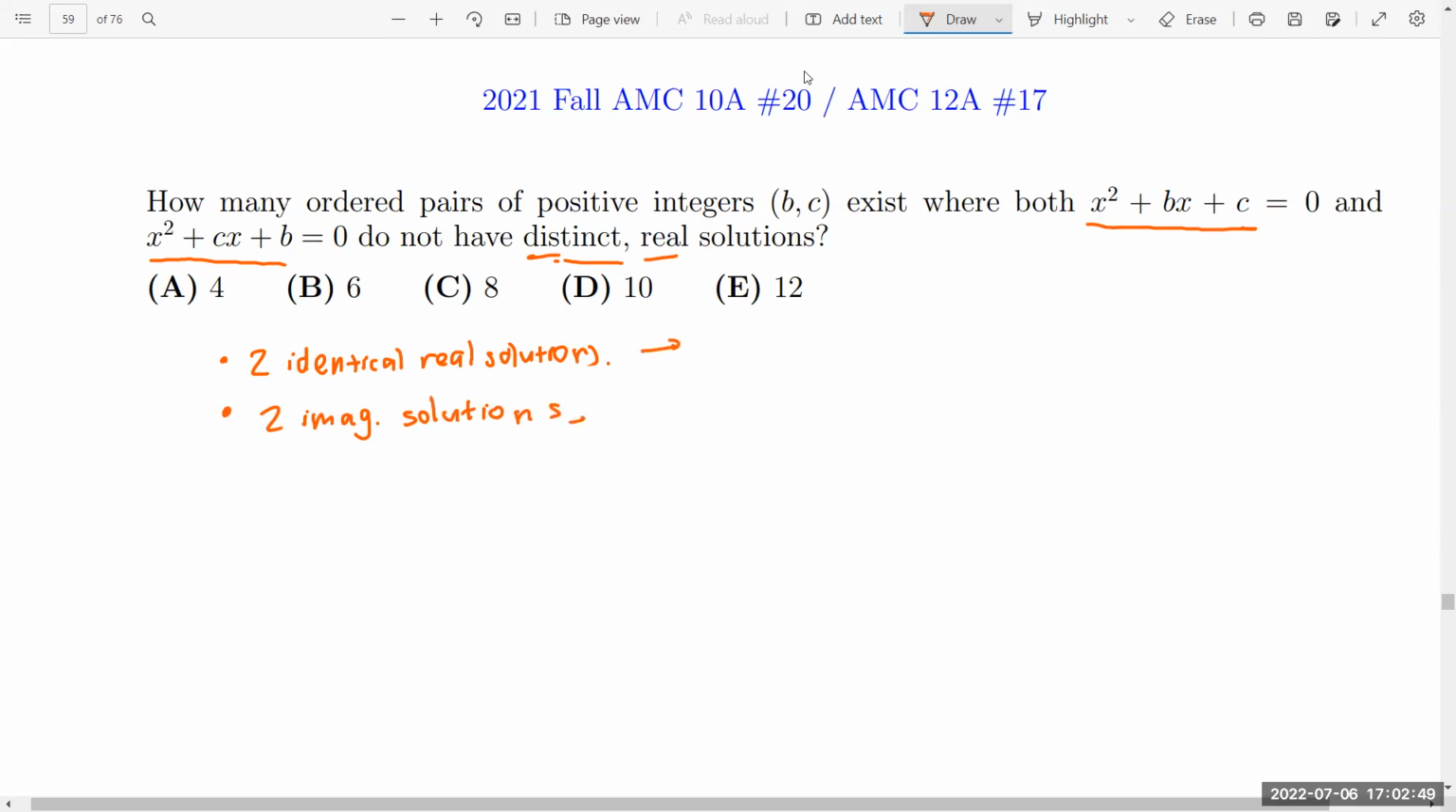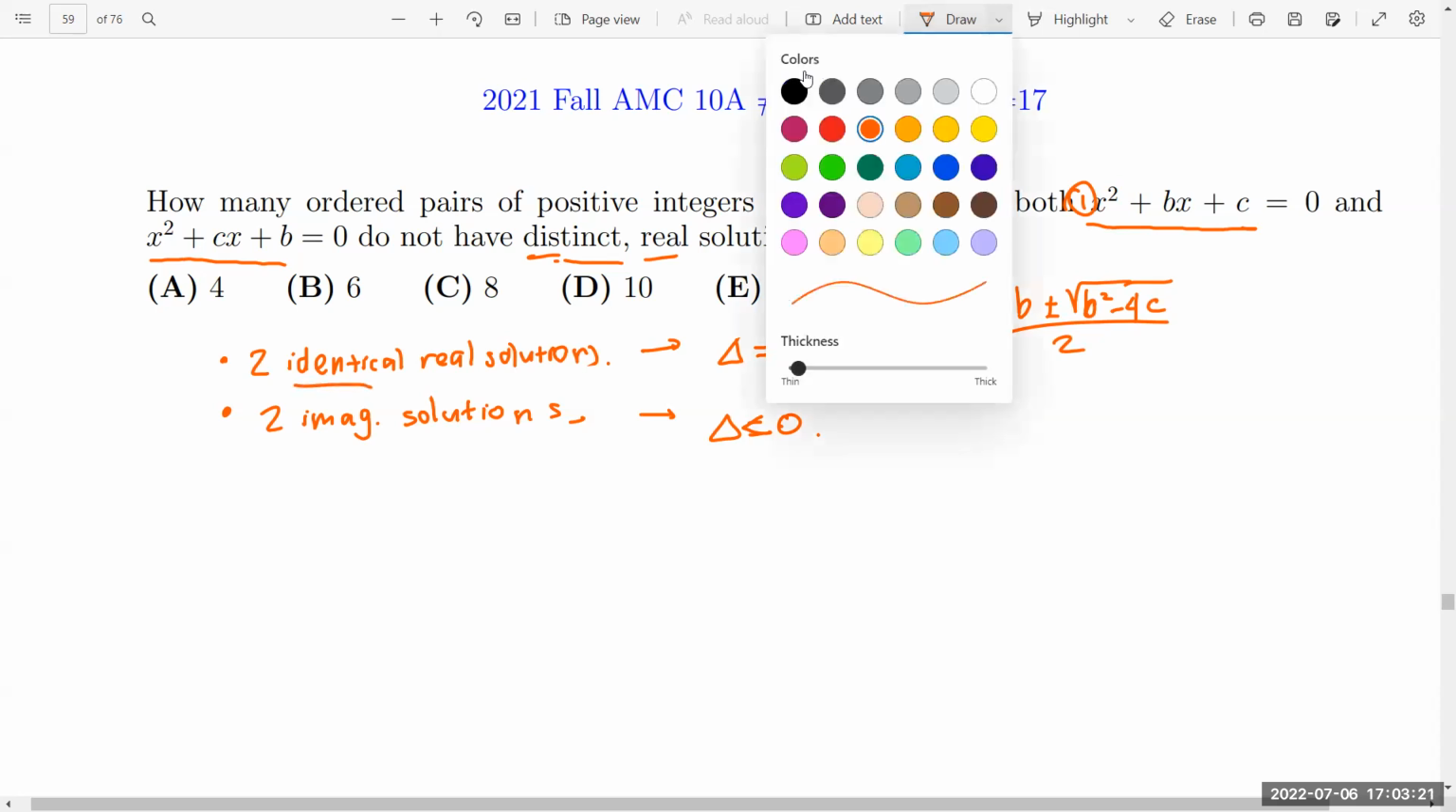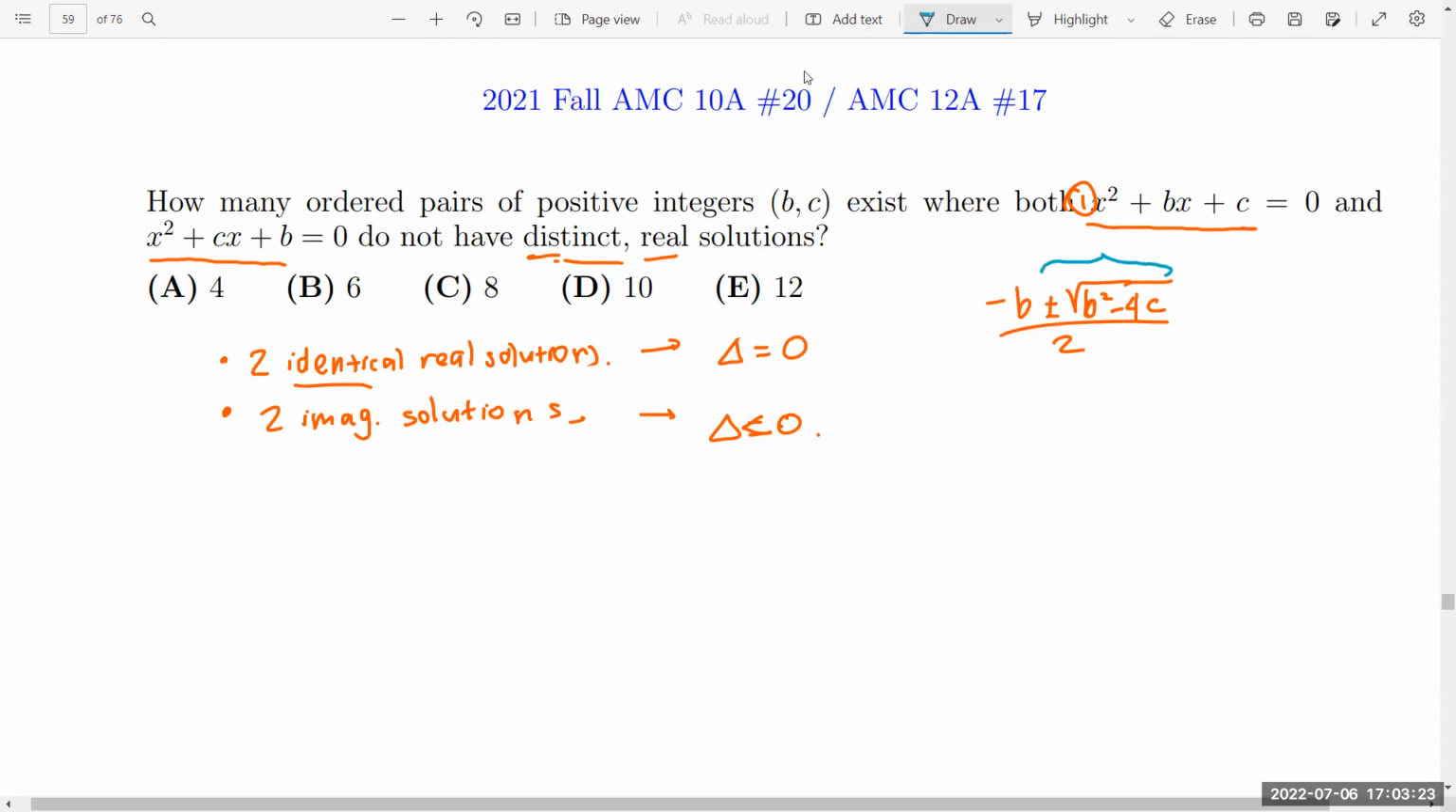And notice how this corresponds to the case where the discriminant is 0, and this is like the discriminant is less than 0. Essentially, when we look at the quadratic formula, negative b plus minus a square root of b squared minus 4ac, and since a is 1 here, we just write 4c over 2 times a, which is also 1. So if you look at this, two identical solutions means that the plus minus actually does nothing. In other words, this is equal to 0 either way. And if we have imaginary solutions, that means this thing inside is less than 0, okay?